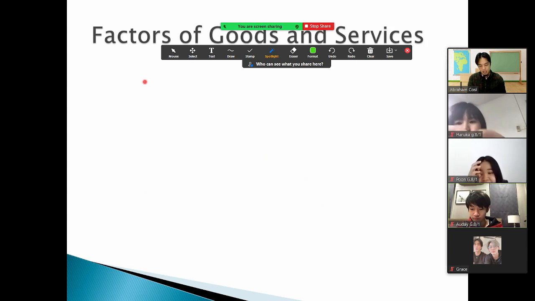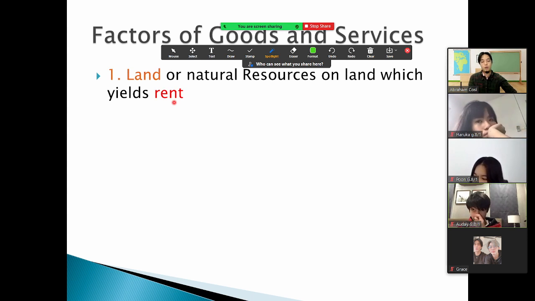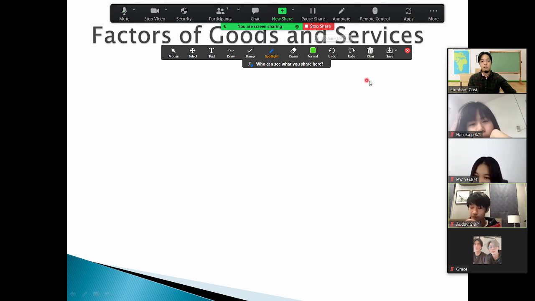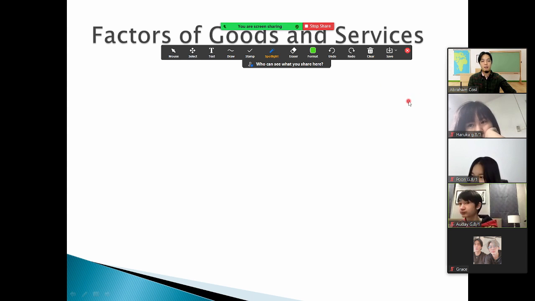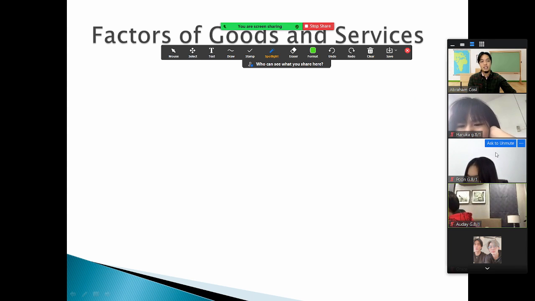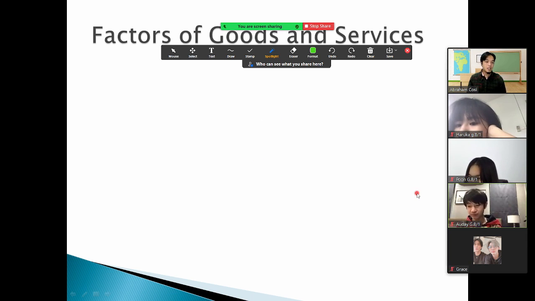Okay, next one, we move to the factors of goods and services. So what are the factors? Do you remember? We've discussed them many times. What are the 4 factors of goods and services? Grace, what are the 4 factors of goods and services?